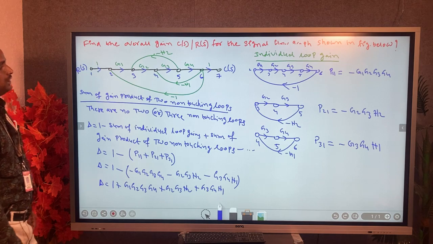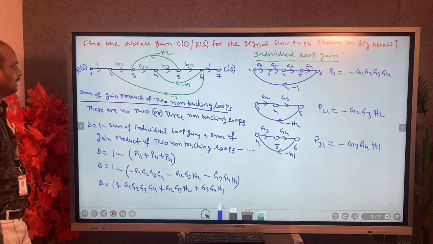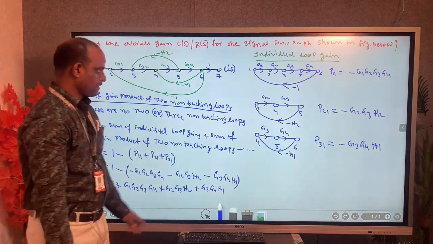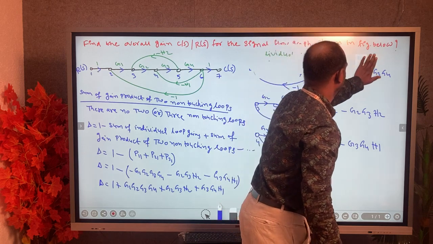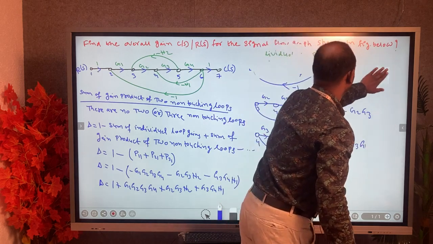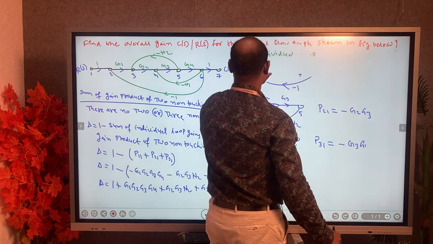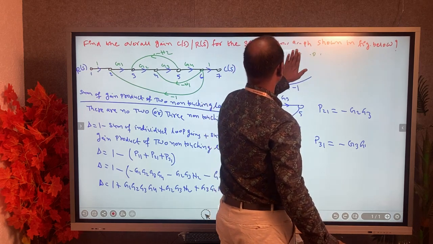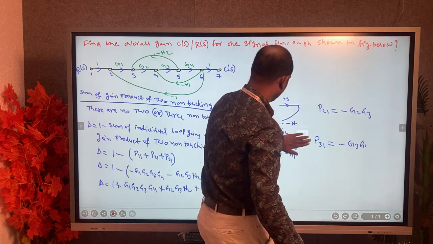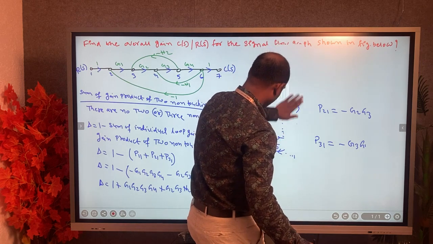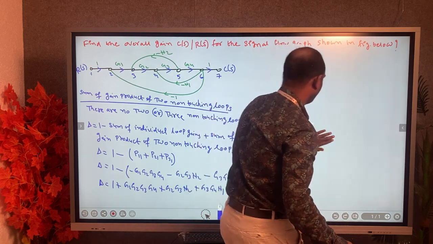Now next we have to find delta K, the last parameter. The K value equals 1, not 2, because we have only one forward path. So K equals 1, and we have to find delta 1.